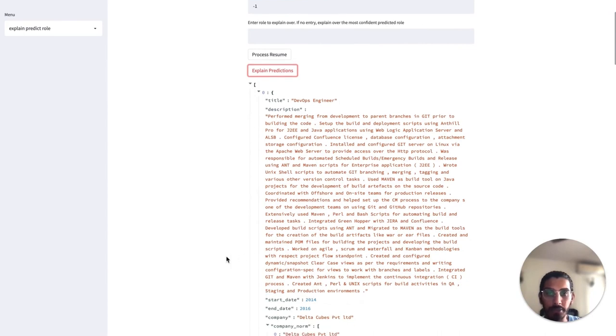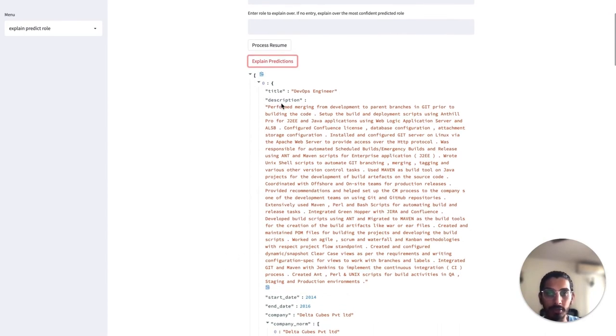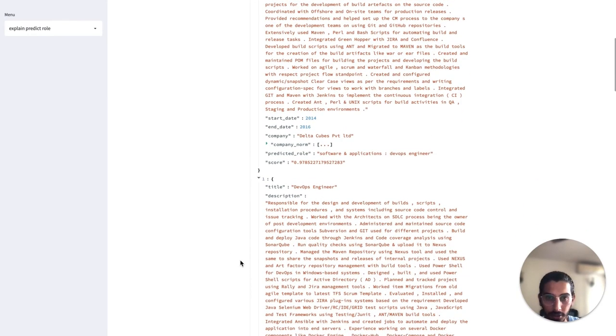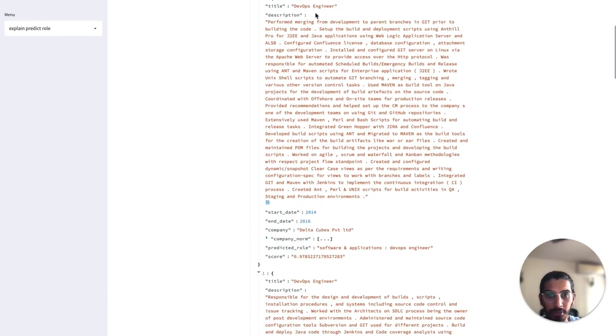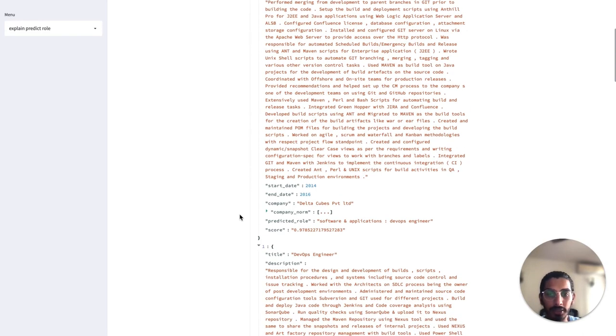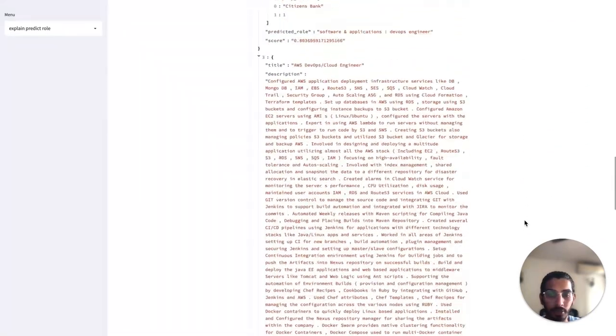And what you see is the information being extracted: the title, project description, start date, end date, the company, and the predicted role they belong to. All these details we have extracted and mapped using our career architecture ML engine. For example, the title is DevOps engineer, the descriptions and responsibilities are available like this, along with the start date, end date and company. We feed this information to our career architecture ML engine, and we find out that this candidate, at this particular project, belongs to this role under this function, software and applications. Similar information you will see across all the details we have extracted.